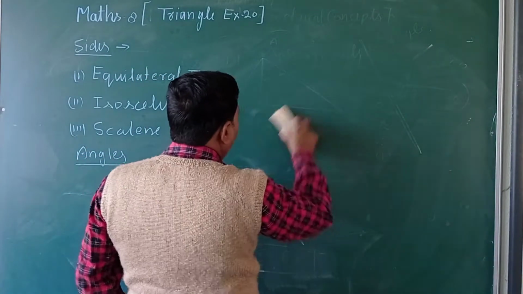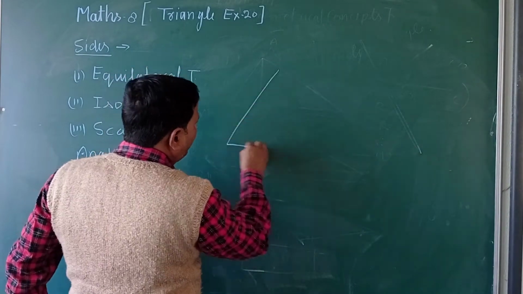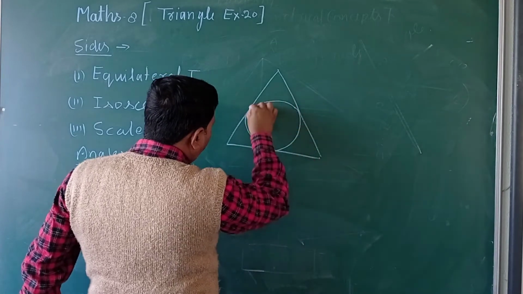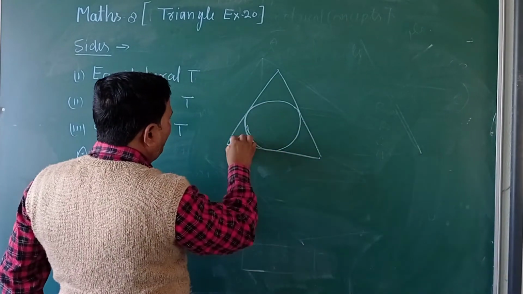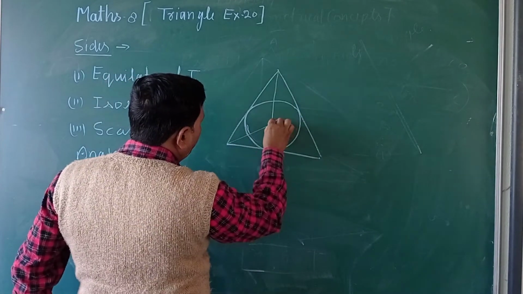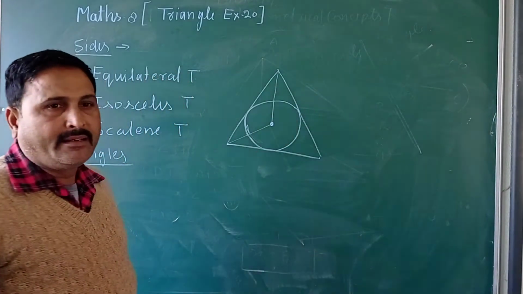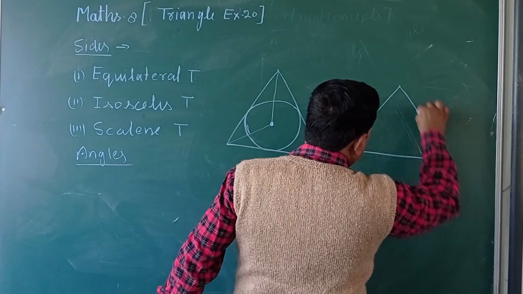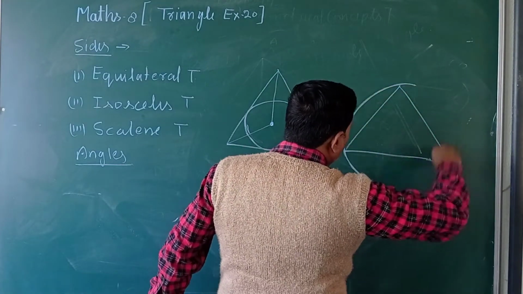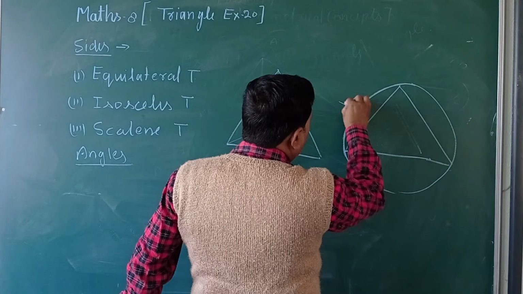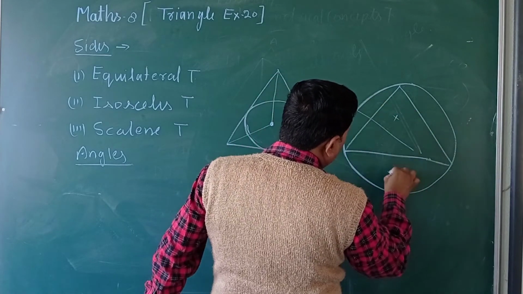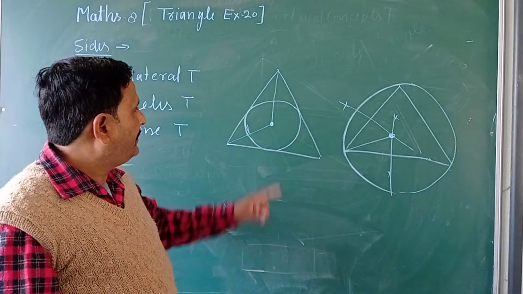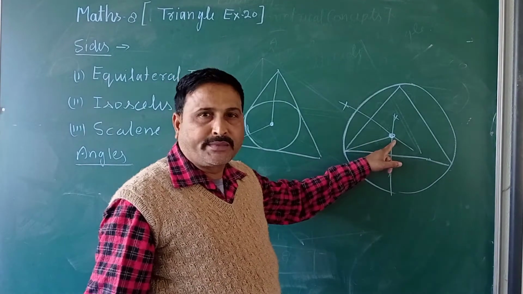Next one, in a triangle, suppose a circle is there, the incircle. It is formed by the bisectors of the angles. This center is called the incircle center, the incenter. And if a circle is drawn around the triangle, this is obtained by bisecting the sides of the triangle. This is called the circumcenter.